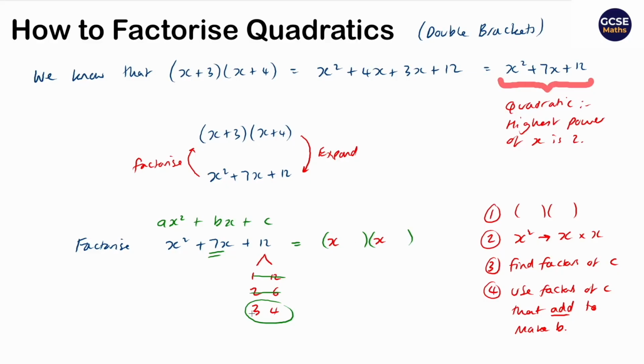So we have a positive 3 and a positive 4. There is a positive 3 and there is a positive 4. And we have just factorised this expression into x plus 3 multiplied by x plus 4. And if you look above, you can see that circle working.